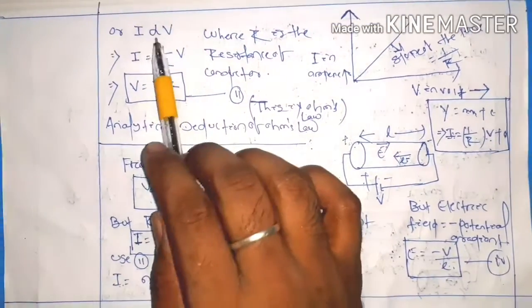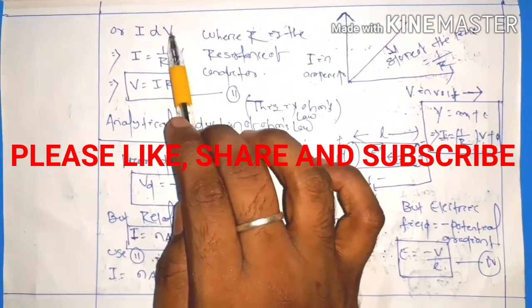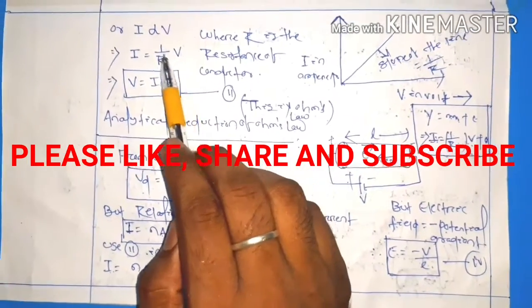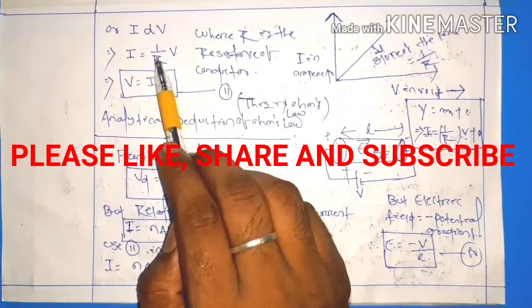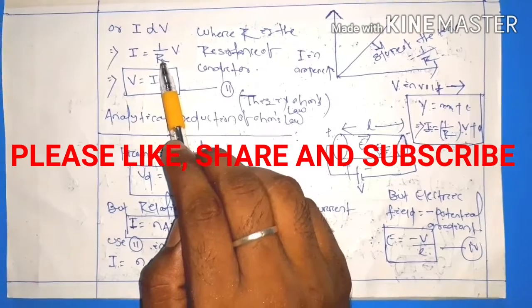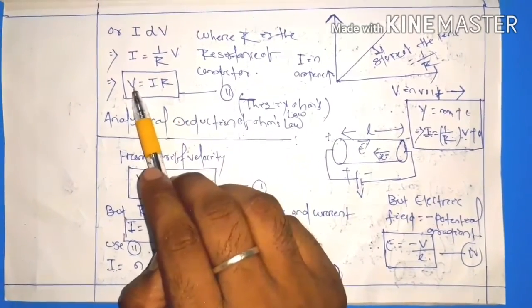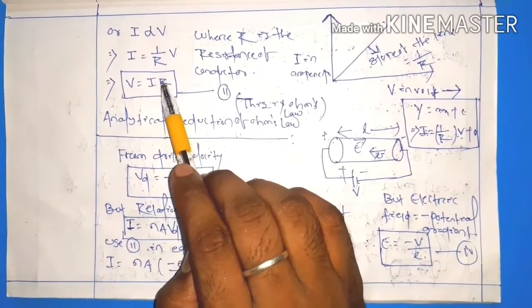So according to Ohm's law, the amount of current flowing through the conductor is directly proportional to V. So I is equal to 1 by R of V, where 1 by R is the proportionality constant and R is the resistance of the conductor. So V is equal to IR. This is the equation of Ohm's law, where V is the voltage, I is the current and R is the resistance of the conductor.